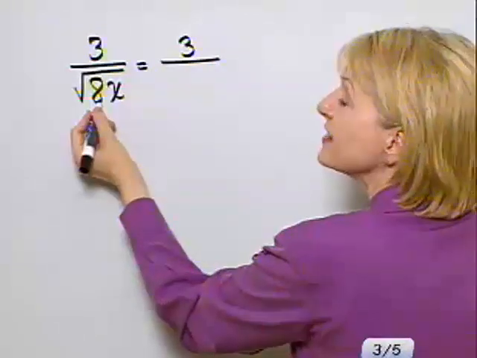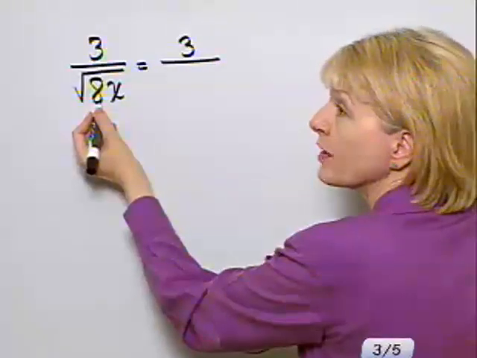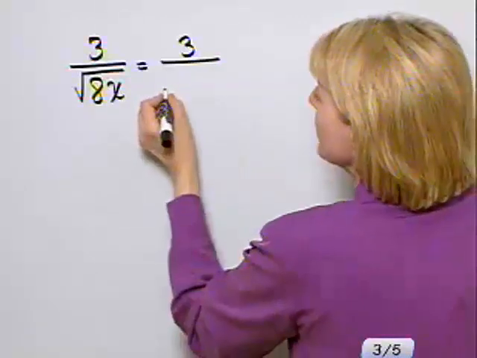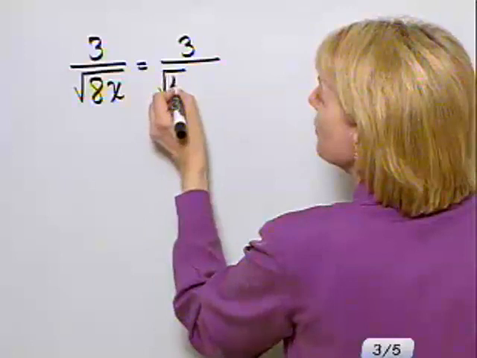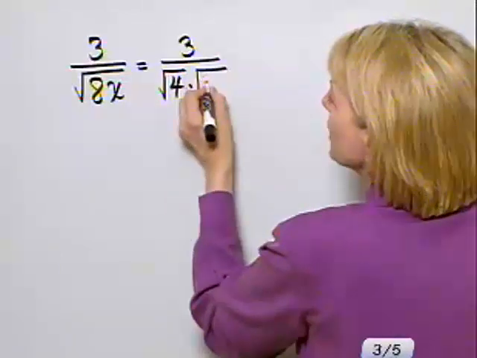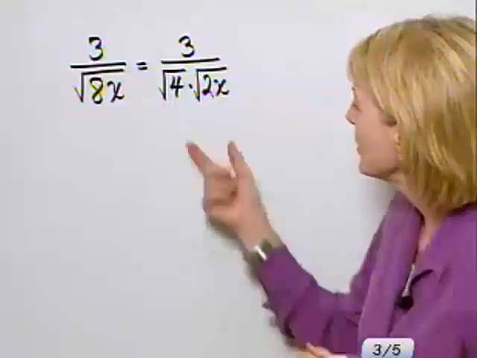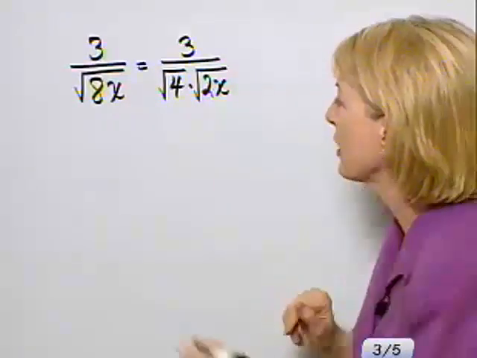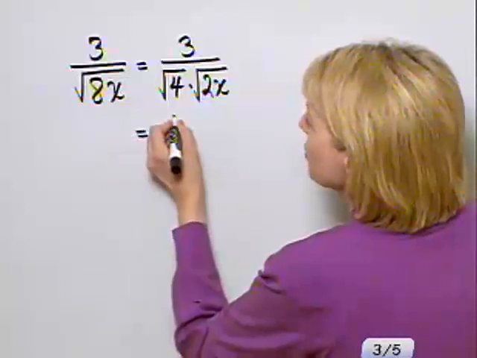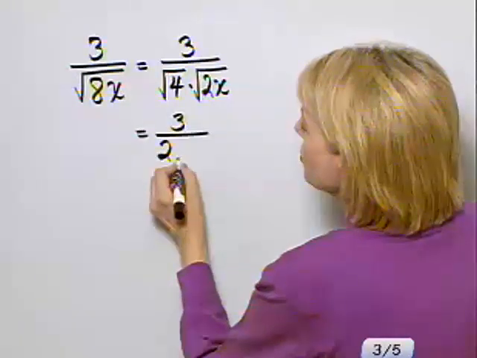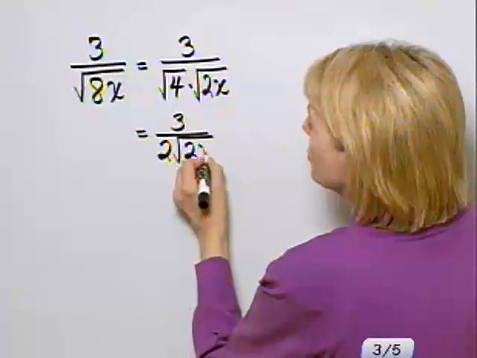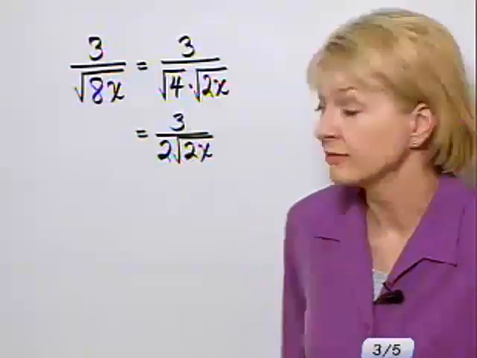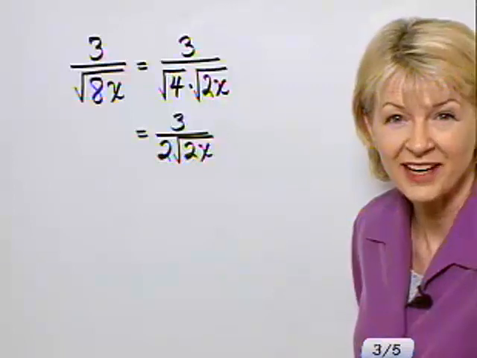I see a factor of 4, a perfect square factor of 4 here in the 8, so this is the square root of 4 times the square root of 2x. You agree that 4 times 2x is 8x, and so I just use the product rule. So this is 3 over 2 square root of 2x. Now I'll concentrate on rationalizing the denominator.